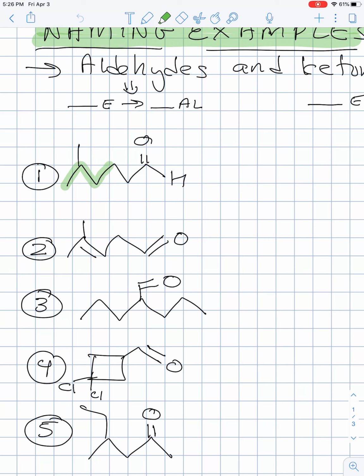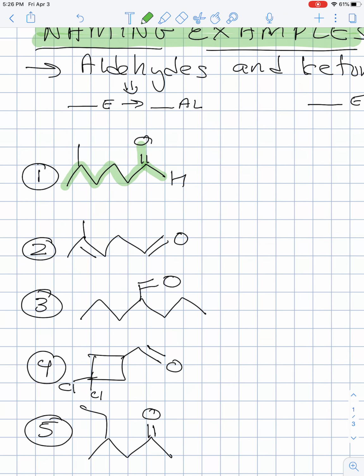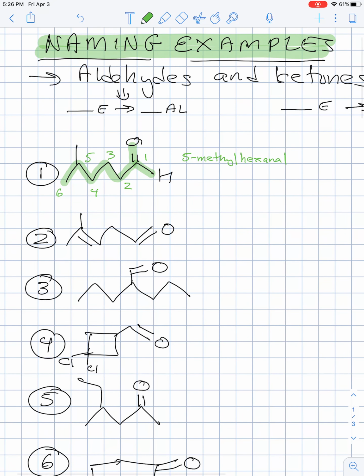So let's start with this aldehyde, and the first thing we want to do is identify the parent chain. So that gives us the parent chain, and then we can number the parent chain. So the aldehyde is 1, 2, 3, 4, 5, for the methyl group 6. So this name becomes 5-methylhexanal.